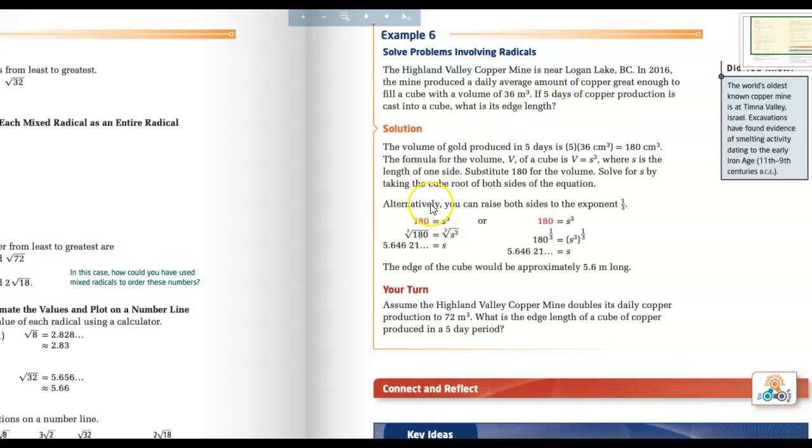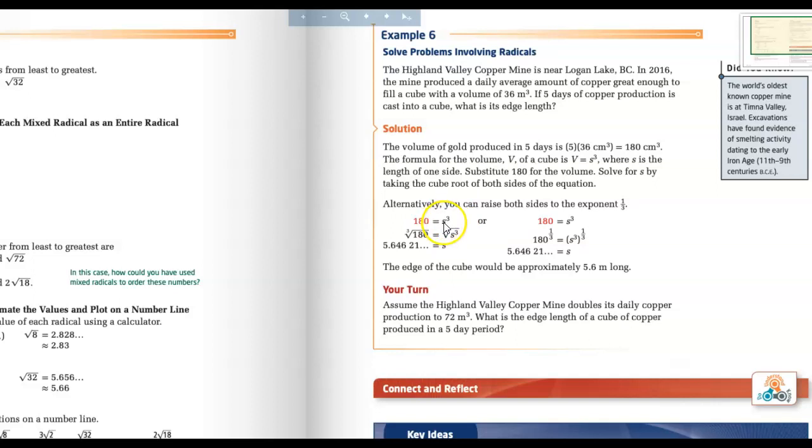So here what they did is they got that 180 that we got, the volume of the cube, and it is equal to whatever the side length is, cubed. So if the side length was 10, 10 times 10 times 10 would give you 1,000. That would give you a 1,000 meters cubed size, right? So obviously 180 is less than 1,000, so we know that the side length is going to be less than 10 as well.